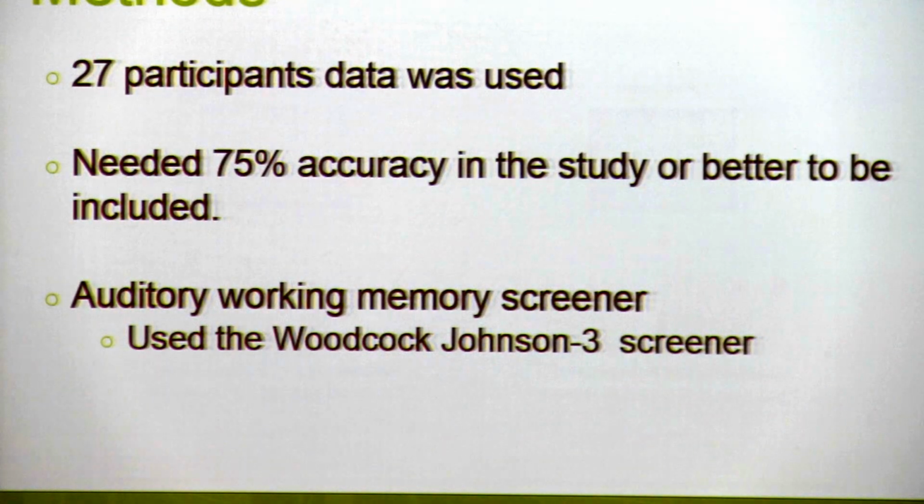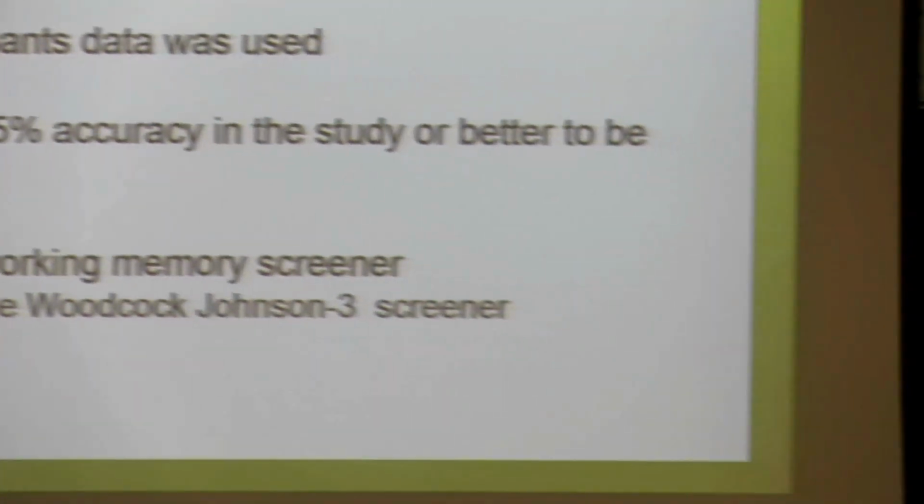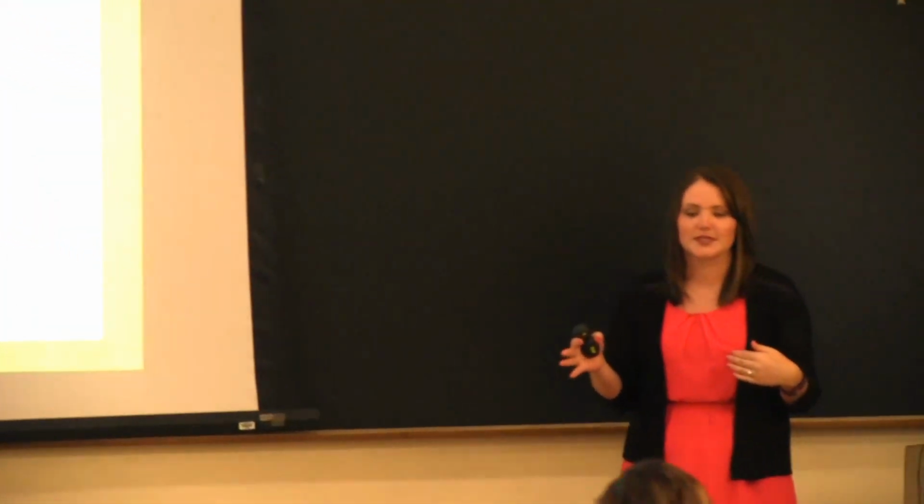They were given the Lookup Johnson 3 screener to determine whether they would be in the high or the low working memory group. So we used a median split to determine our two groups. If they scored a 13 or higher, they were our high working memory group, and if they scored a 12 or lower, they were our low working memory group.